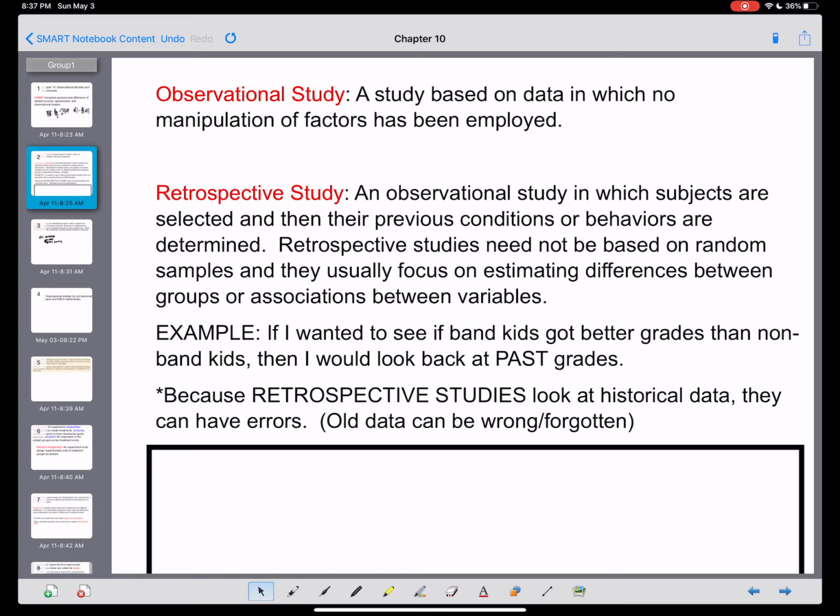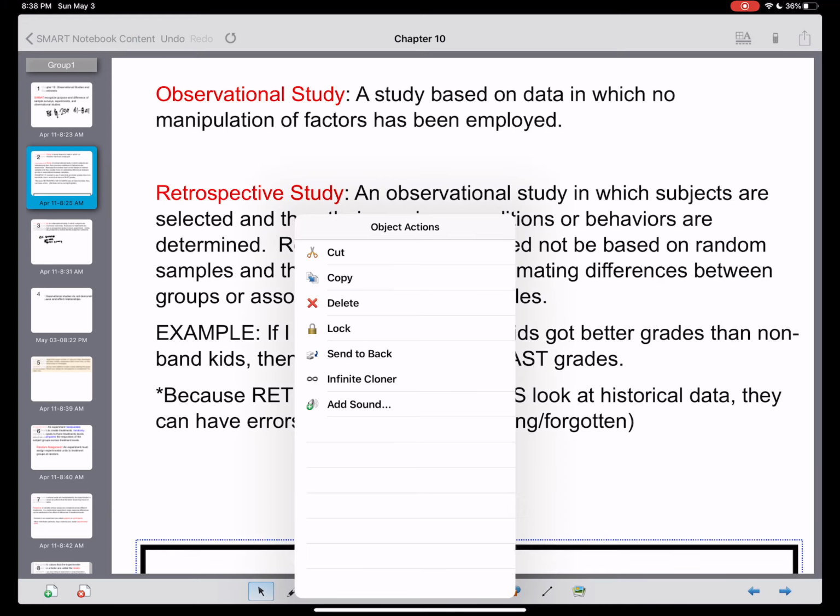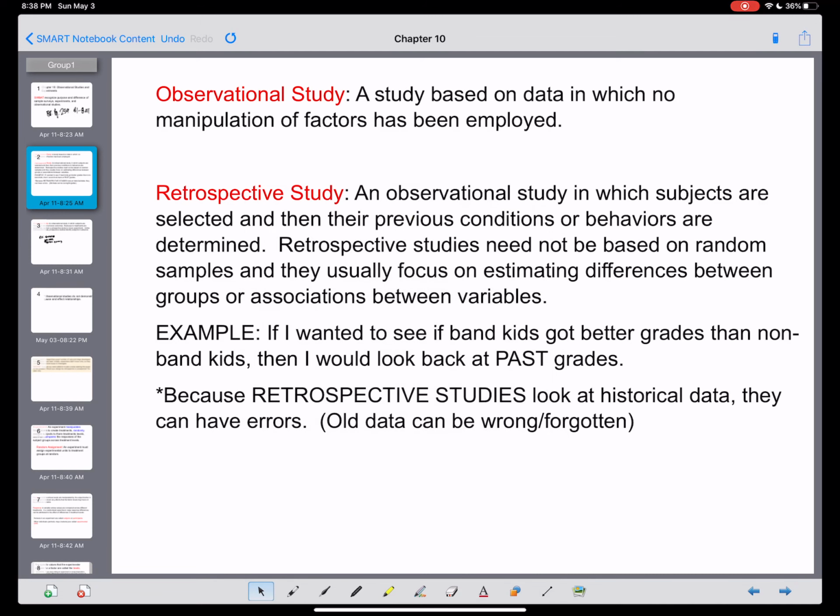Because retrospective studies look at historical data, they can have errors. Old data can be wrong or forgotten. So with a retrospective study, we're not collecting the data ourselves, we're looking at old data. That old data could be wrong, and because it's wrong, it can throw off our retrospective study.